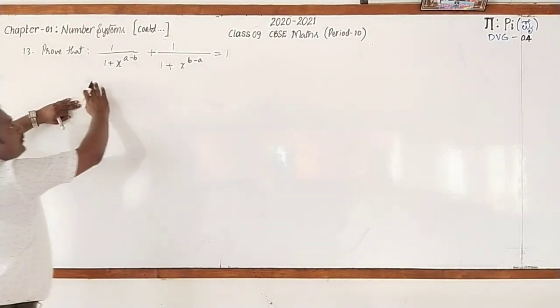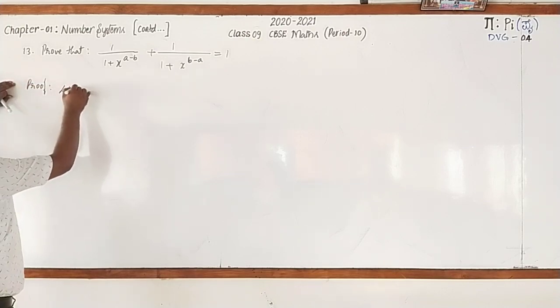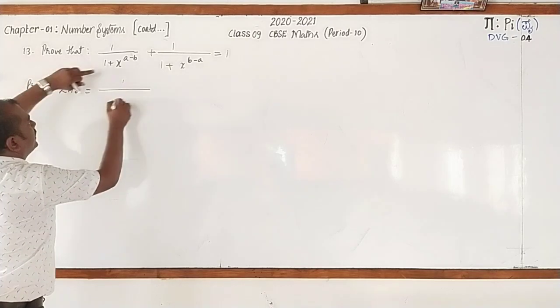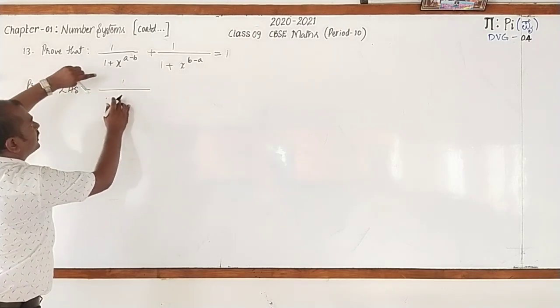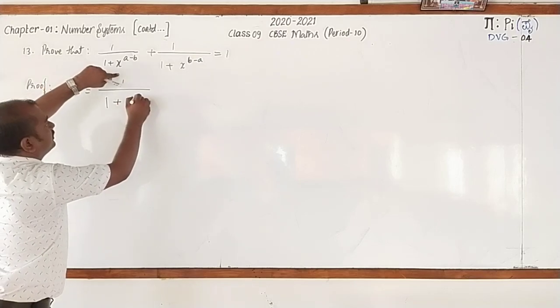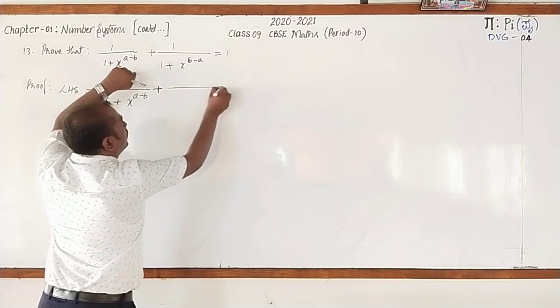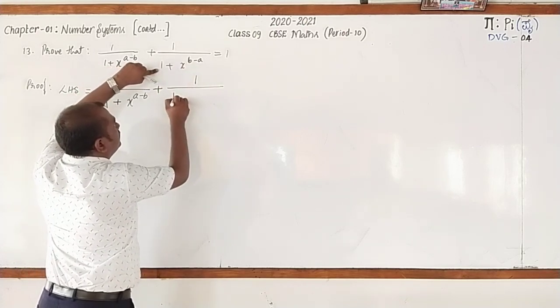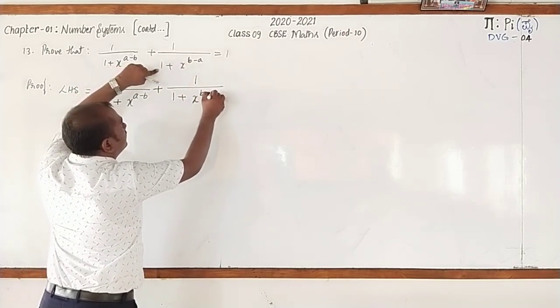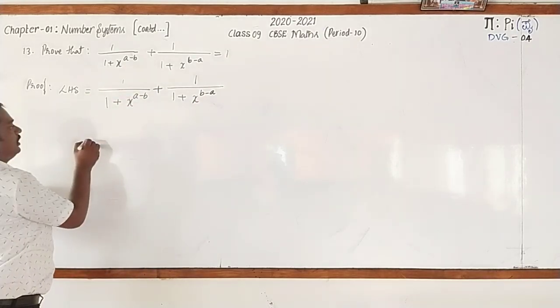We have one more problem. Observe. You are going to prove that the LHS part, that is 1 whole divided by 1 plus x raised to the power a minus b, plus 1 whole divided by 1 plus x raised to the power b minus a, that is equal to 1.